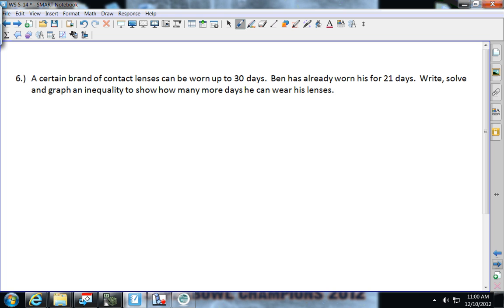Number 6 says a certain brand of contact lenses can be worn up to, circle up to 30 days. That means less than or equal to 30 days. Right? Ben has already worn his for 21 days. Write, solve, and graph an inequality to show how many more days he can wear his contacts. Well, he's worn them for 21 days, plus how many days more he can wear them. And they have to be less than or equal to 30.